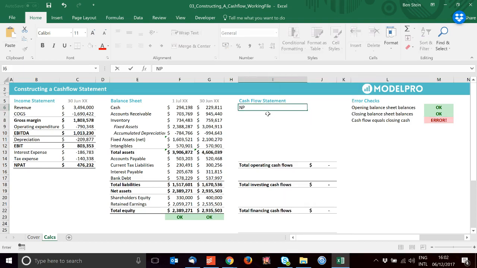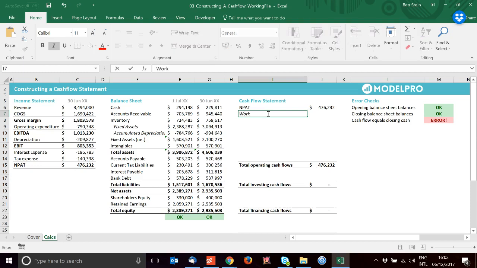Now, the first step in reconciling or calculating cash flow from operating activities is to start with the NPAT, the net profit after tax. So we have an NPAT figure here, 476,000, but remember that that's a non-cash figure. That represents the reported accounting profit for the year. It doesn't necessarily represent cash movements. So we have to make adjustments to the non-cash profit figure in order to get the cash profit figure, or the operating cash flow.